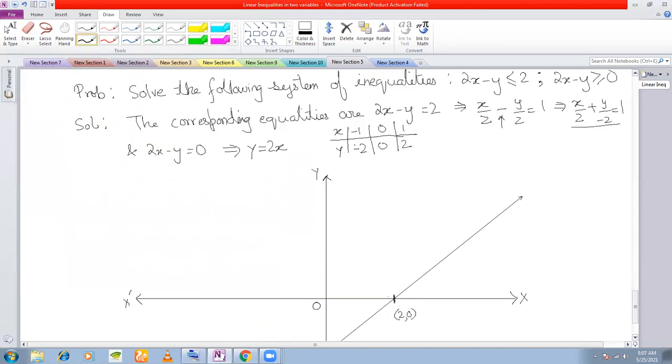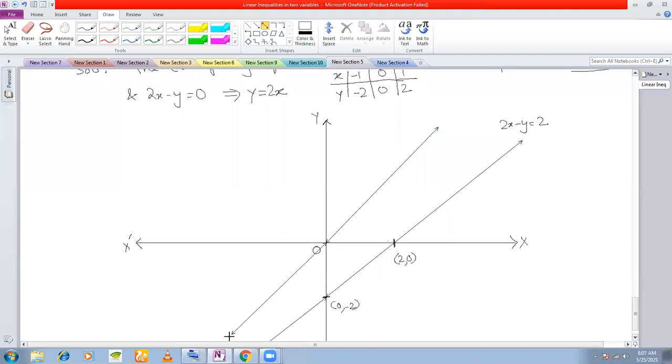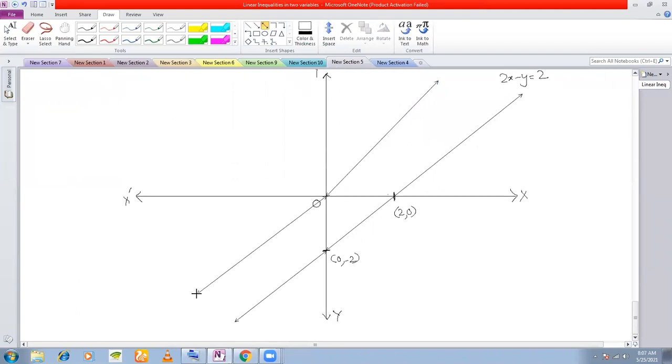Write the equation here: 2x minus y is equal to 2. And for the other one, you plot the points. You will get this kind of a line which passes through the origin. Okay, this kind of a line you'll get.